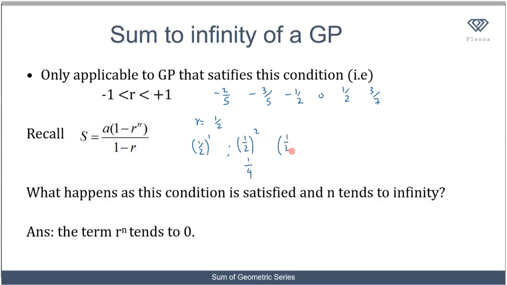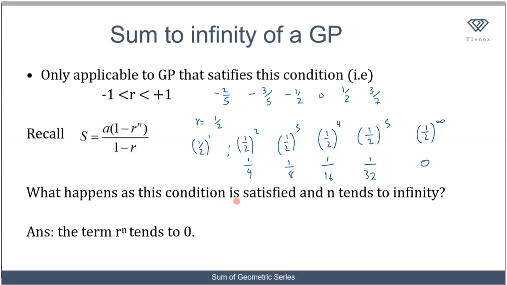What about half raised to the power 3? That becomes 1 over 8. 1 over 2 raised to the power 4 becomes 1 over 16. 1 over 2 raised to the power 5 becomes 1 over 32. As you can see, as the value of n increases, the value of r raised to the power n becomes smaller. 1 over 8 is smaller than 1 over 4, 1 over 16 is smaller than 1 over 8, 1 over 32 is smaller than 1 over 16. So as we continue raising the power of n to infinity, when we have 1 over 2 raised to the power infinity, this value becomes so small that we can assume that it is 0.